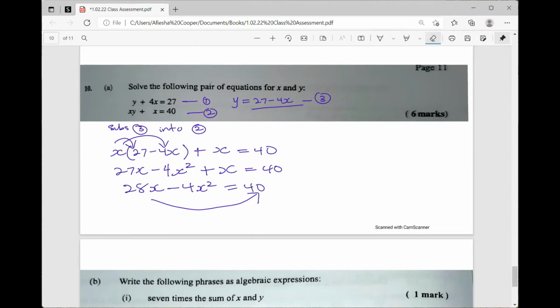I'll send across my negative 4 so I can make my 4x positive. It's always easier if this is positive. So 4x squared minus 28x plus 40 is equal to 0. So I sent across my negative 4x squared and I sent across my positive 28. That's how I got positive 4x squared minus 28x plus 40 is equal to 0. What do we do now? What's next?